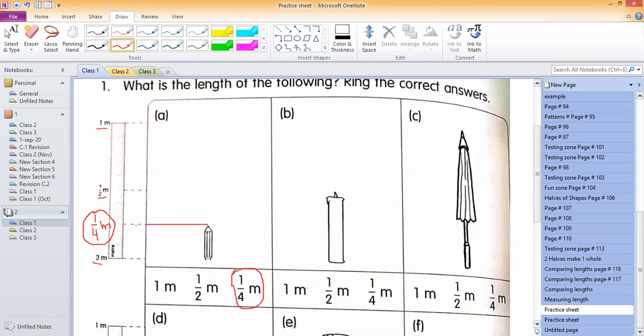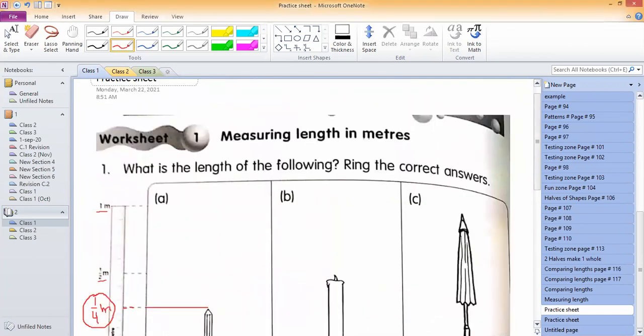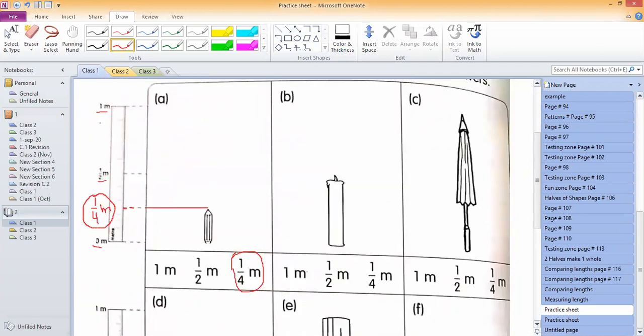Why? Because I know the height of this pencil is quarter meter. How do I know? I check it with the ruler. I draw a line and check. On the meter ruler, it is reaching up to this point, which is quarter meter. So I will say the pencil is quarter meter long. Suleiman Tariq, it is not centimeter, it is meter ruler. We are discussing length in meters now. So the answer is quarter meter. Do you understand it, guys?